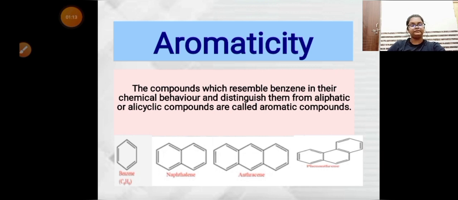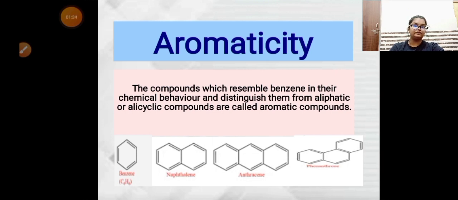We all know that benzene shows electrophilic substitution reaction. Naphthalene, anthracene, and phenanthrene also show electrophilic substitution reaction. Means their chemical properties resemble those of benzene.